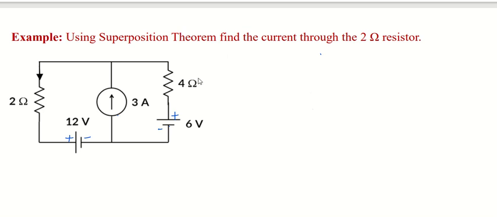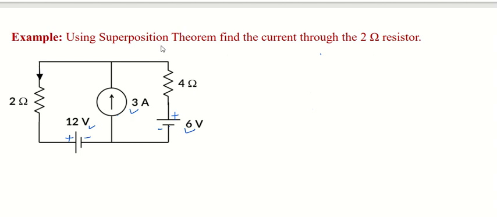We will revise superposition theorem based on a given simple example. So here we can see that we are having one circuit in which there are three sources. Two sources are voltage sources of 12 volt and 6 volt. One source is 3 ampere current source.